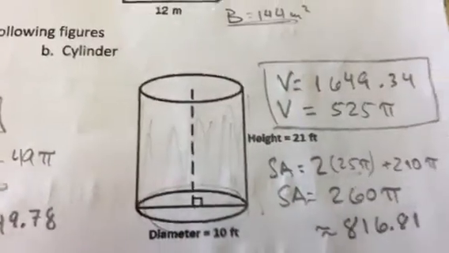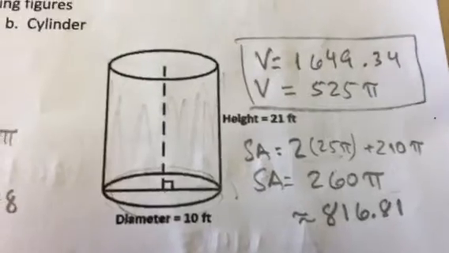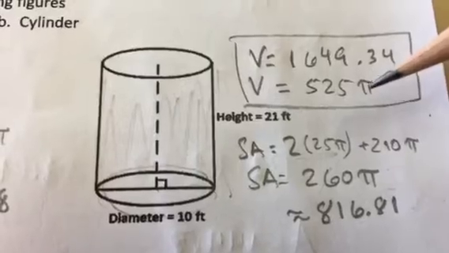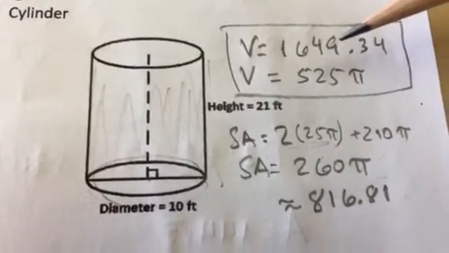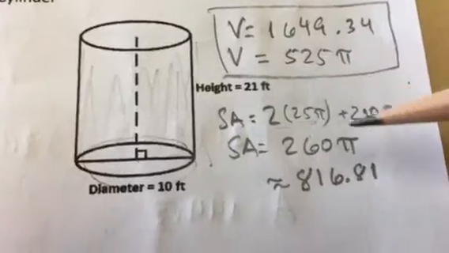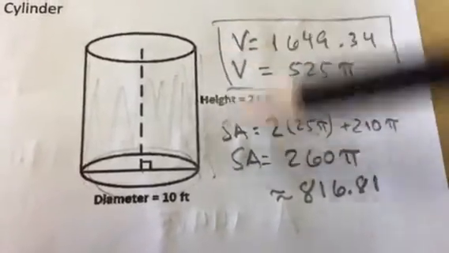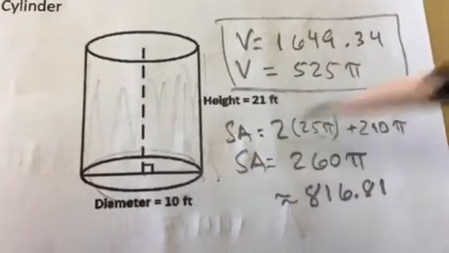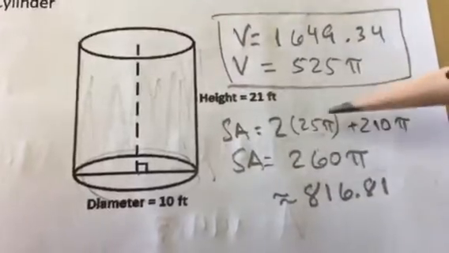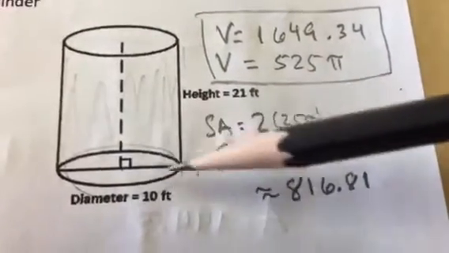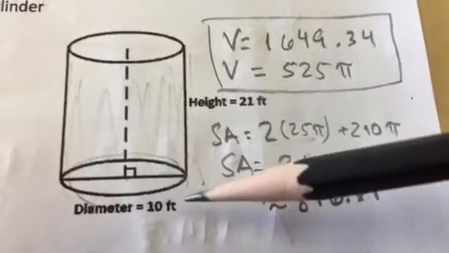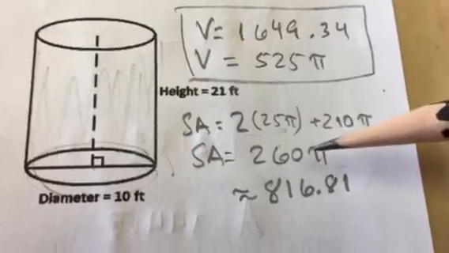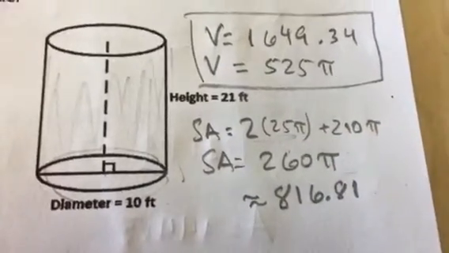The cylinder right next to it is a little more straightforward perhaps. The volume is just the base area times the height, and that turns out to be 525 pi, which rounds up to about this volume here. And our surface area is the two circular top and bottom. That's 2 times 25 pi, since the radius is 5. 25 pi is the area of the top and the bottom, so 2 of those, plus the circumference times the height. The circumference is 10 pi times 21, that's 210 pi. So you add all that up, 260 pi for the total surface area, and about 816.8.